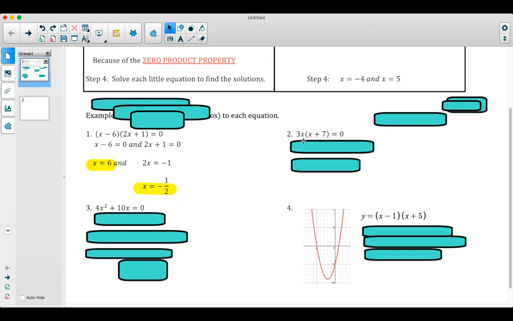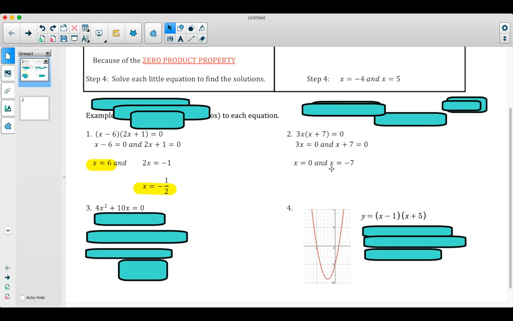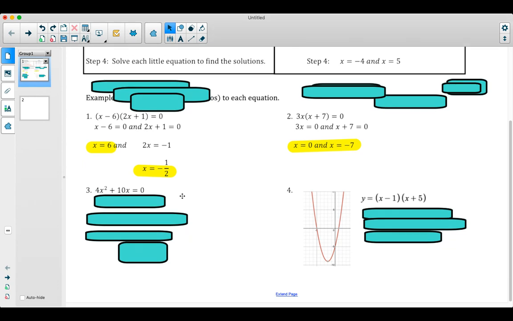In problem number 2, I have 3x times the quantity x plus 7 is equal to 0. It's already set equal to 0, and it's already factored. So now I'm going to set each factor equal to 0. 3x is equal to 0, and x plus 7 is equal to 0. I'm going to divide both sides by 3 to solve that first equation, and I'm going to subtract 7 on both sides to solve the second equation. Now I'm looking at x equals 0 and x equals negative 7. Both of these are my answers. I'm getting two answers.